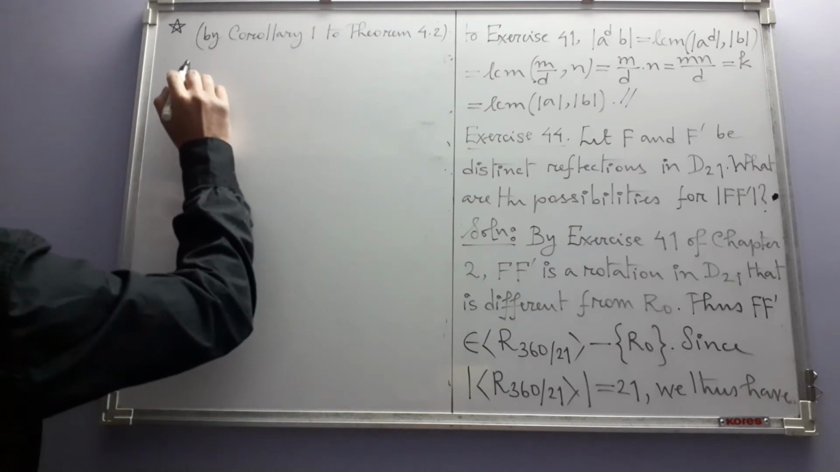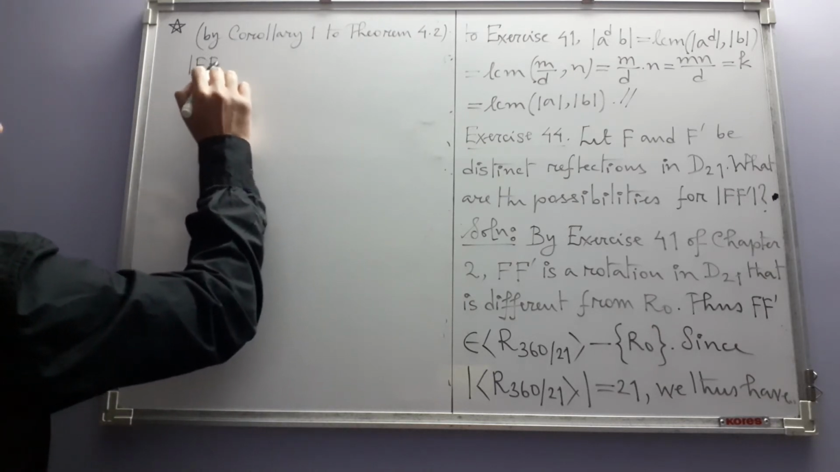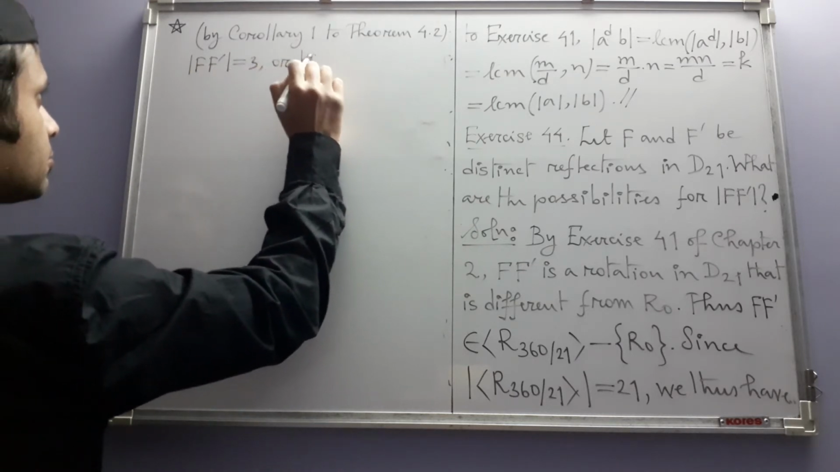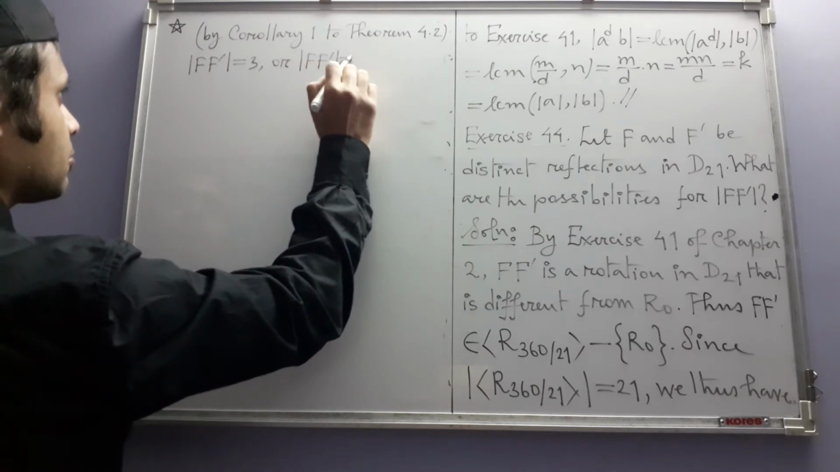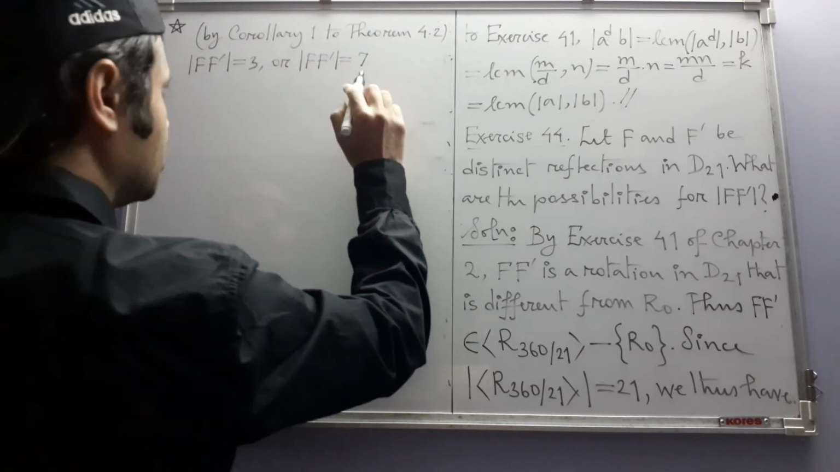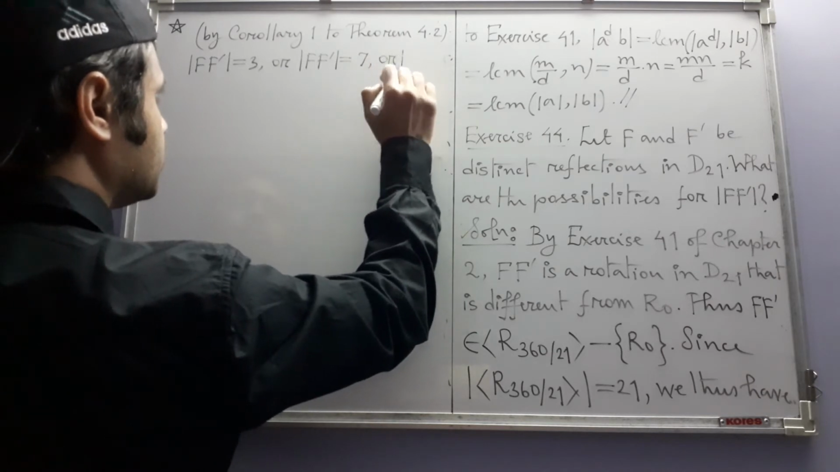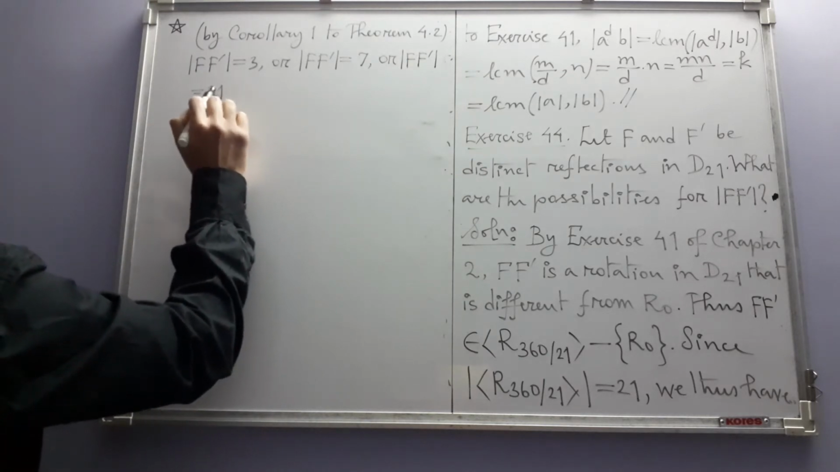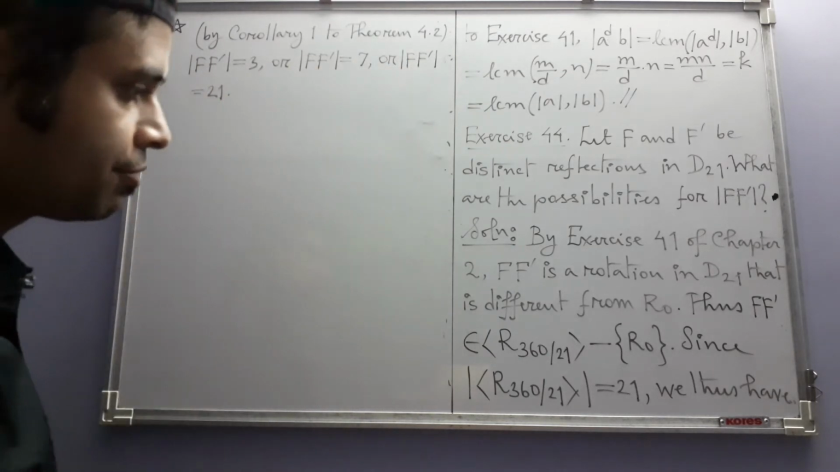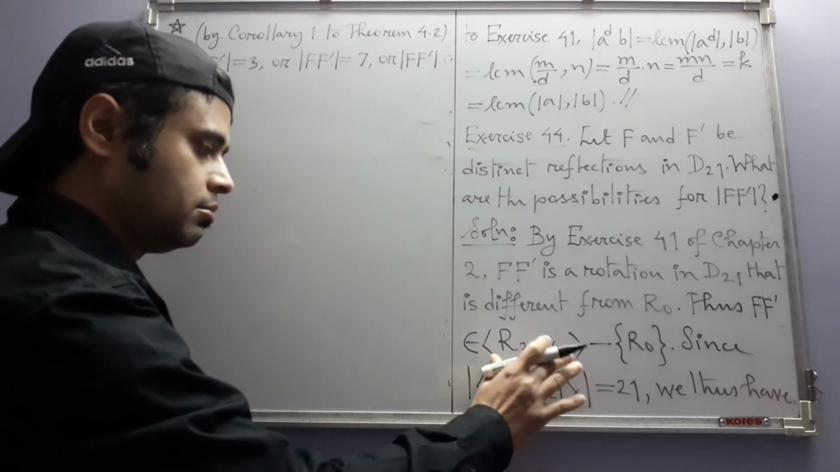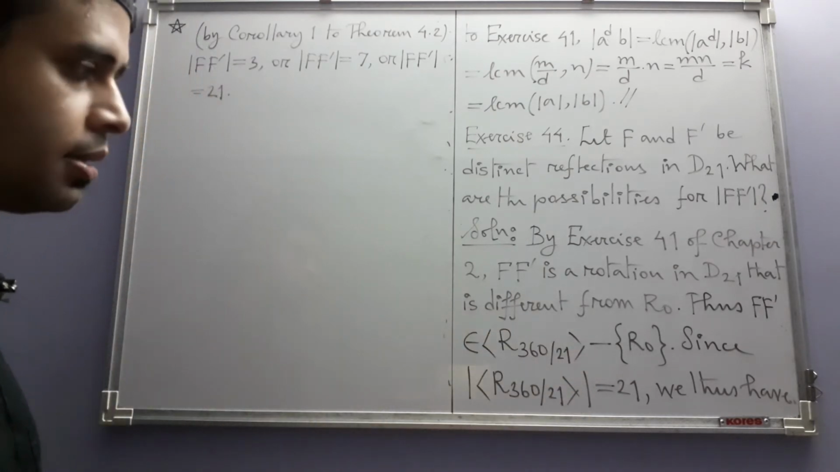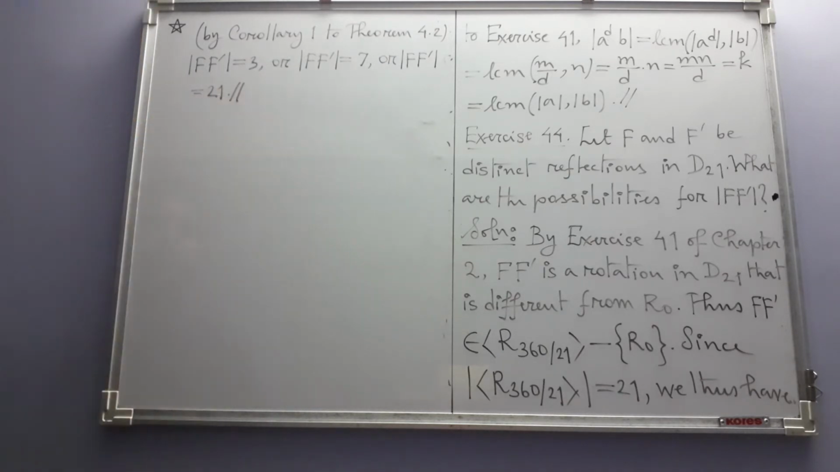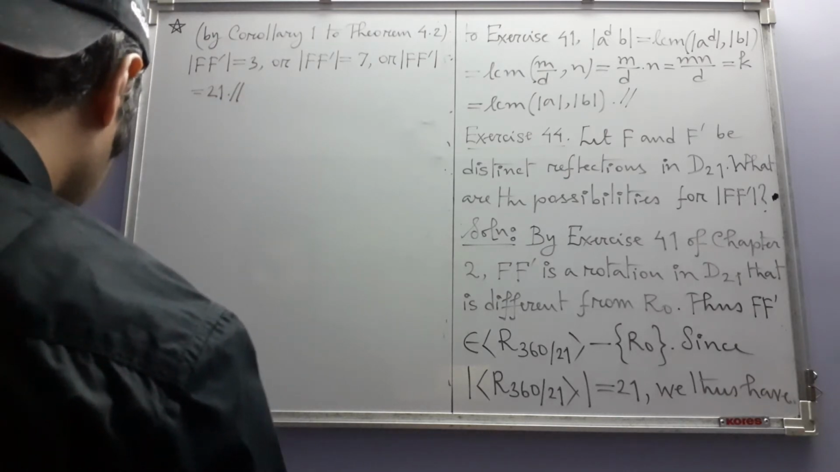We thus have three or equal to 7 or this is equal to 21. If this is the case, then f prime generates this cyclic group. It's a generator because that is the order of the cyclic group. So these are the possibilities for the order of f prime.